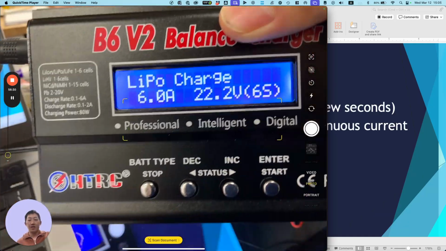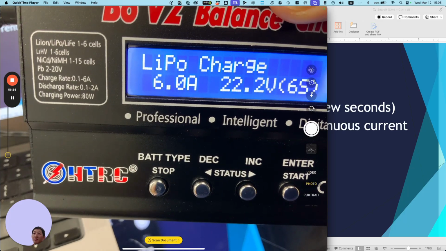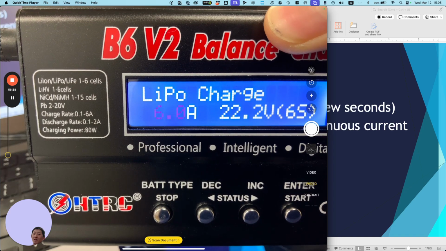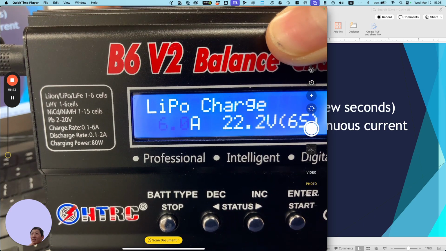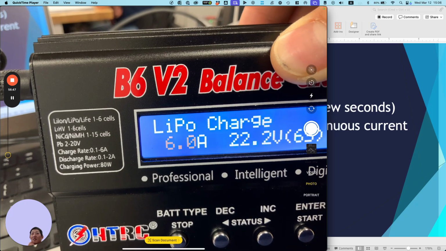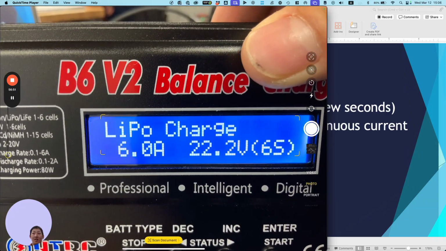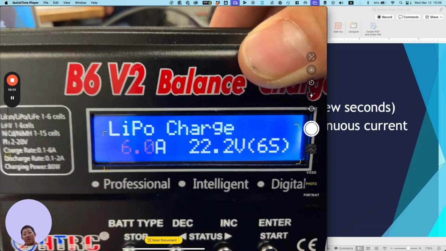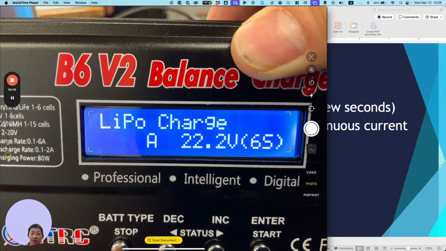Okay, this will be the maximum power output from the charger. Remember what power is? What's power? Energy times time. No, time. P equals what? IV. So we have current, which is A, and voltage is 22.2. So what's power from this? 6 times 22. Yeah, what's 6 times 22.2?